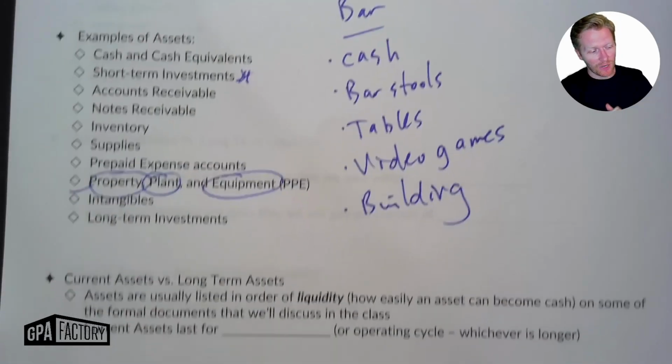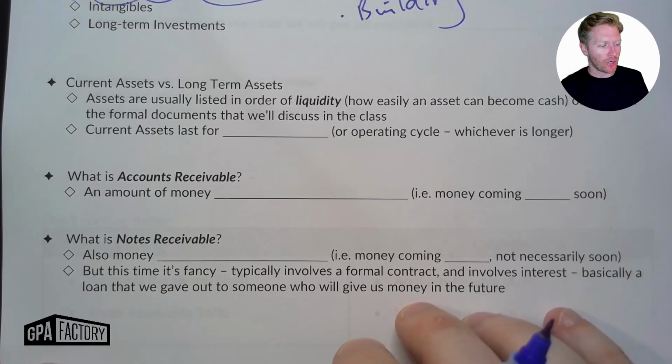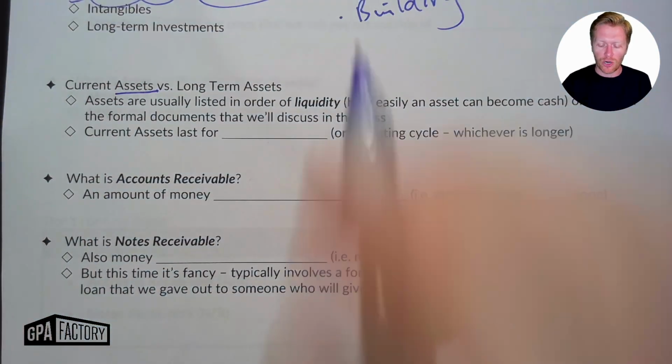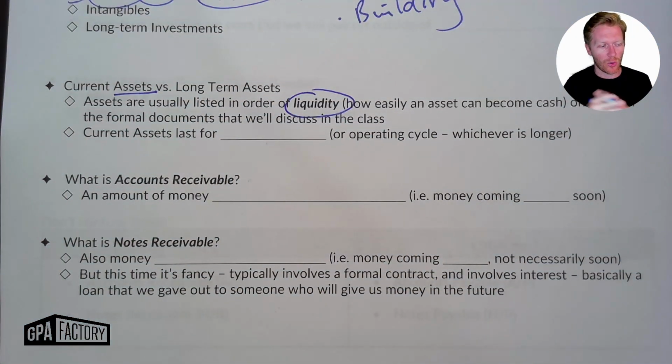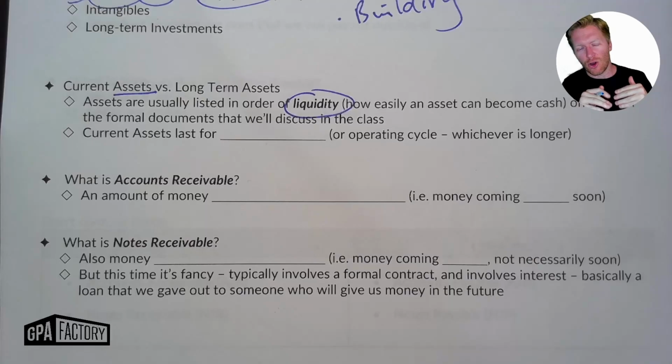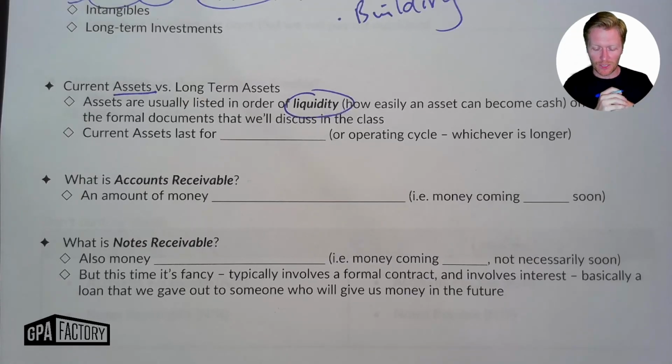Okay, let's talk about this idea of current assets versus long-term assets. Whether it's on a financial statement or some internal documentation, we're usually going to keep track of all of our assets in order of liquidity. Now, what does liquidity mean? Liquidity is really how easily an asset can become cash. So cash is going to be the most liquid asset. If we're listing all of our assets in order of liquidity, cash is always going to be at the top. So we'll see cash and cash equivalents, and then we start to get to ones that are going to turn into cash very, very quickly.